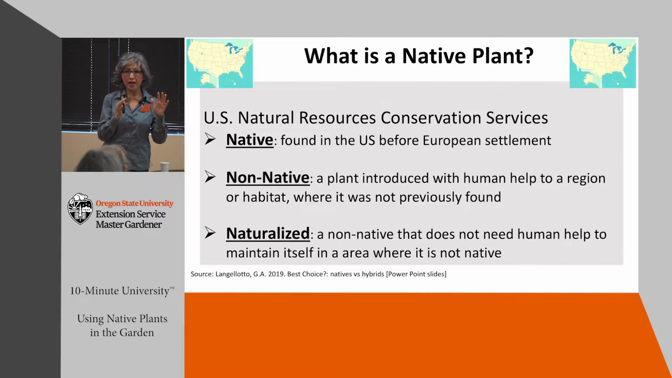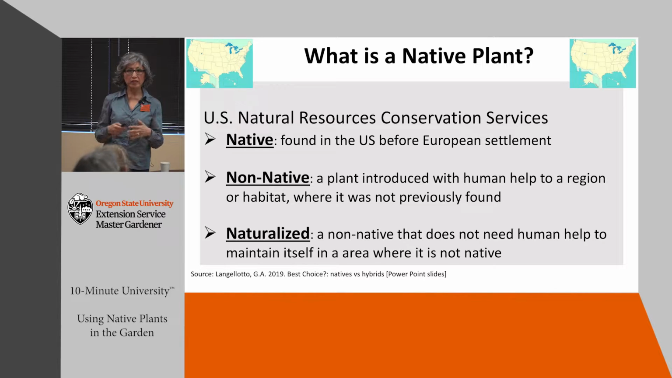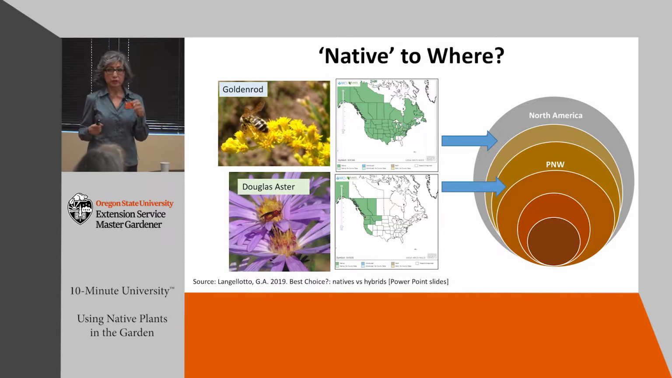Everything that's not here then is a non-native. And there are plants that become naturalized. Non-natives can get established, don't need any help, and become naturalized. But they're not natives. So native is not just specific to before European settlement, but also specific to a location.